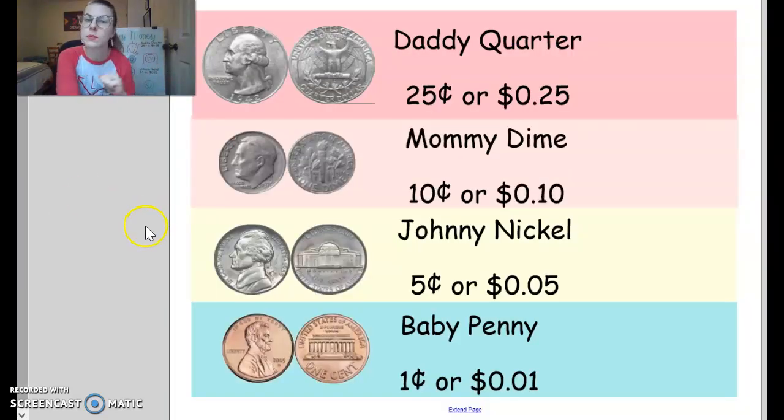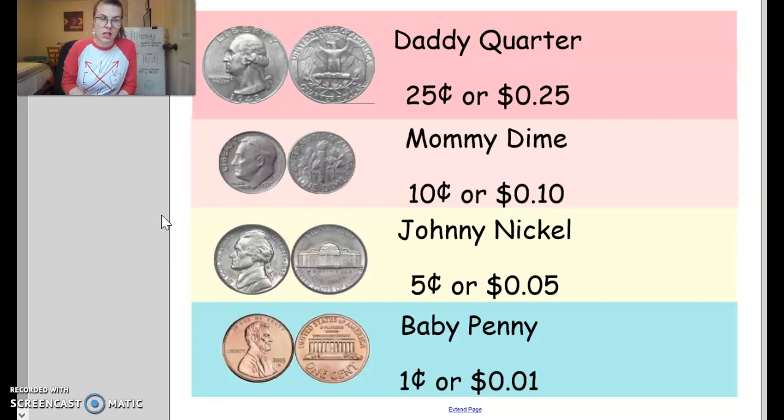And here are the 4 members of the Coin family. Now, pause. Keep in mind that there are way more than just 4 coins out there. You might recognize some other coins, but keep in mind that these are the 4 main coins that we use when we shop. So these are the 4 main coins we're going to have you practice with. Got it? You good? Okay. So the 4 coins in the Coin family are the quarter, the dime, the nickel, and the penny.